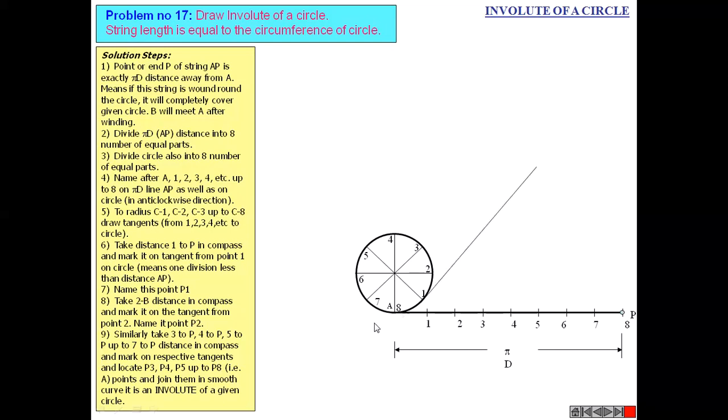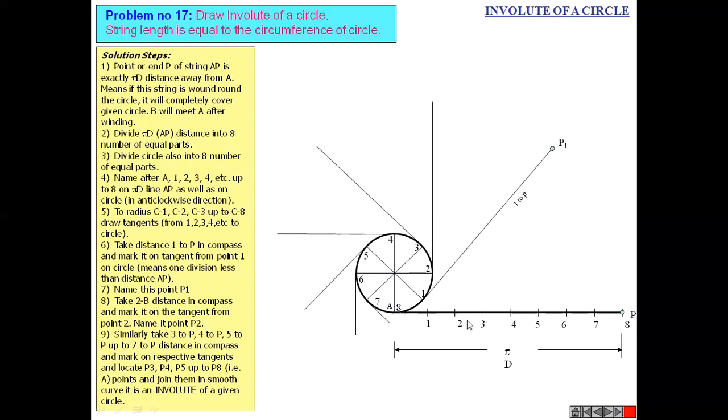Next we have to draw the tangents passing through all these 8 points to the circle. So here you can see from point number 1 I have drawn a tangent, from point number 2, point number 3, 4, 5, 6, 7, and this line itself will be for point number 8.